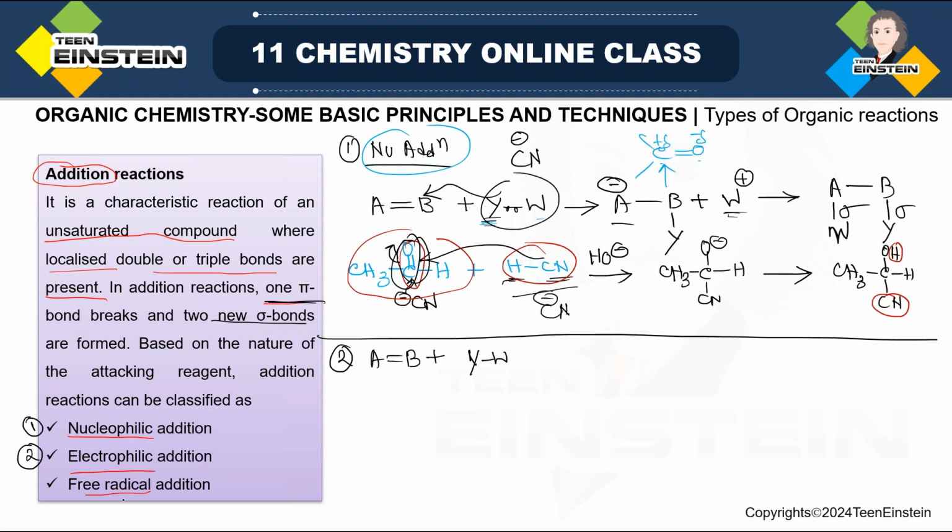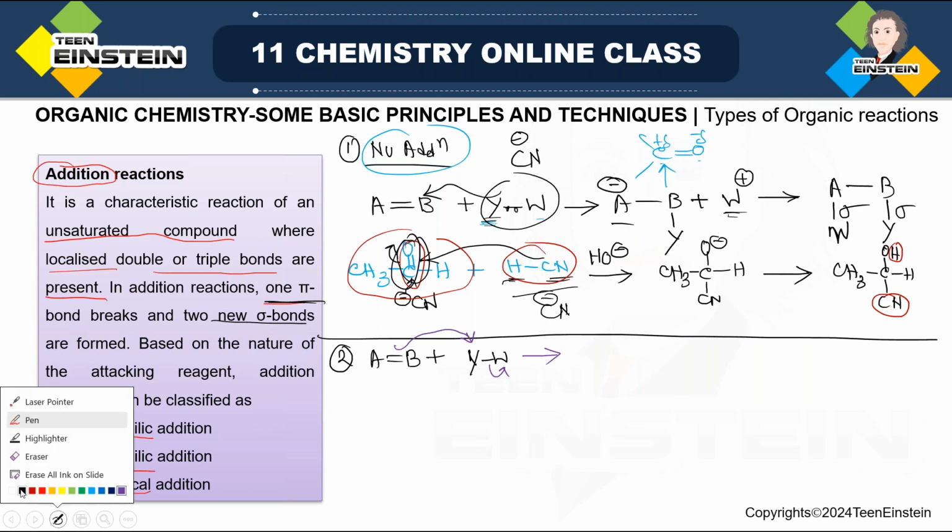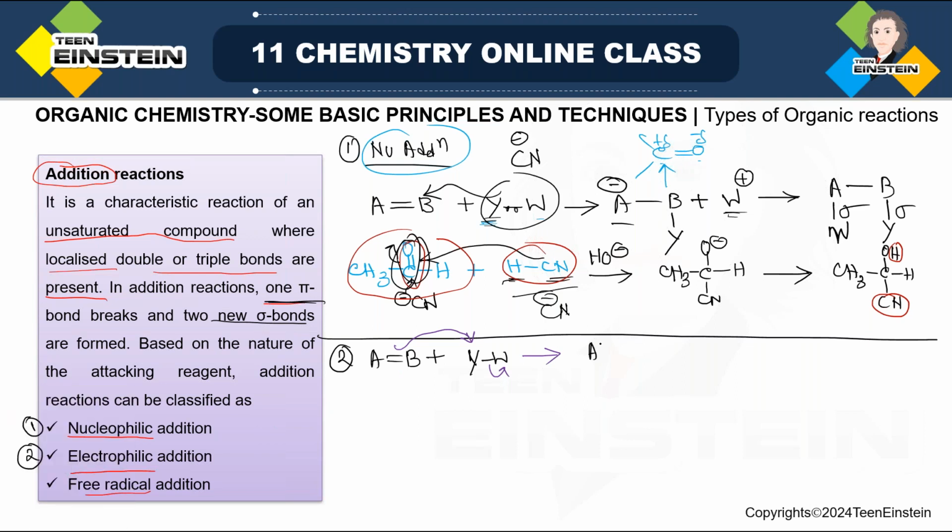Now the reverse case. In this reverse case, this will be attacking Y, and as this negative charge is broken, the negative charge will be over W. And as this attack is happening, positive charge will be present over A. A sigma bond between B and Y will be formed, along with W minus. And finally we can get AW PY. Now we will see the actual example.